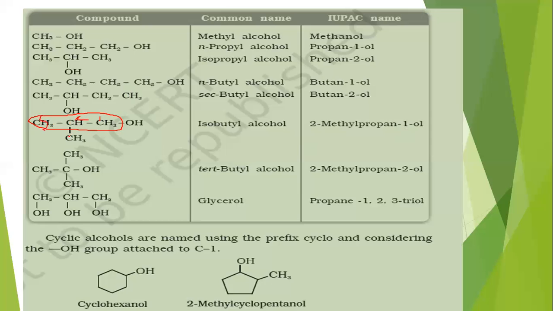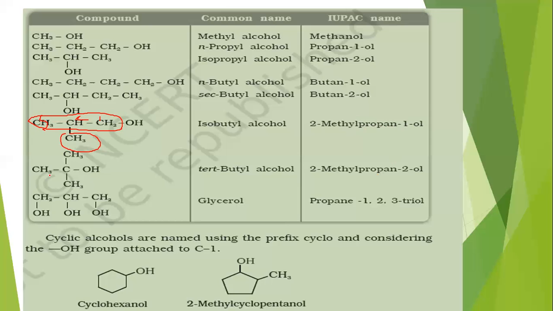This is the third carbon. And at the second carbon, this branch or side chain is present. This side chain is a methyl group. So the name is 2-methyl propan-1-ol.